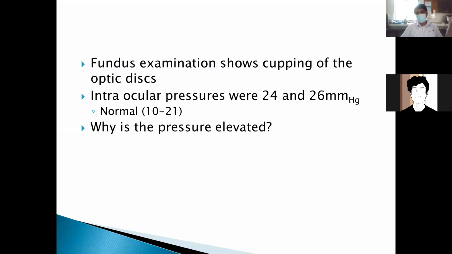Usually, as with the tearing, it's not a problem with increased production, but a problem with reduced drainage. So we have to know how aqueous is getting drained. Normally, aqueous is produced here. This is a cross section of the iris and ciliary body. You can see the iris here, and the ciliary body here, posterior to the iris. In the ciliary body, there are ciliary processes. These are the processes that secrete aqueous.